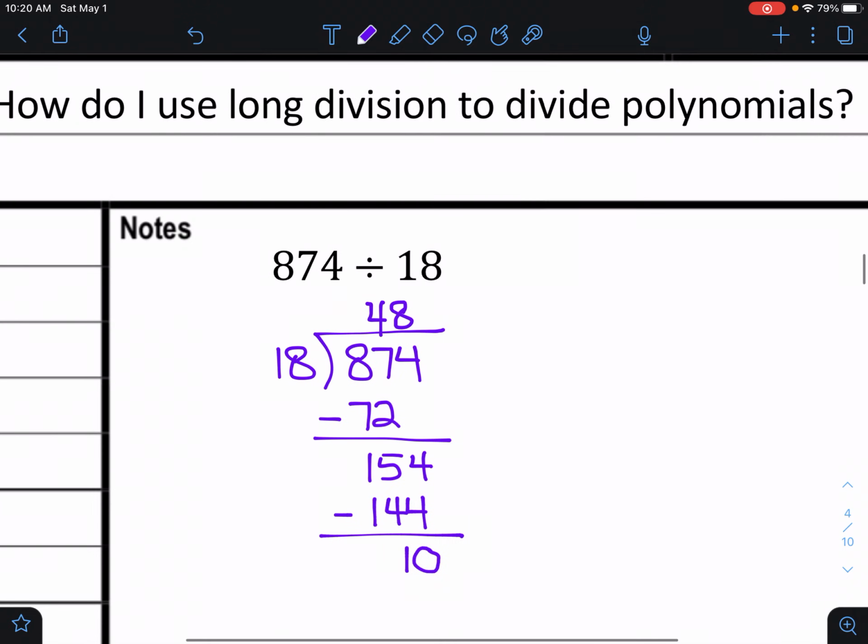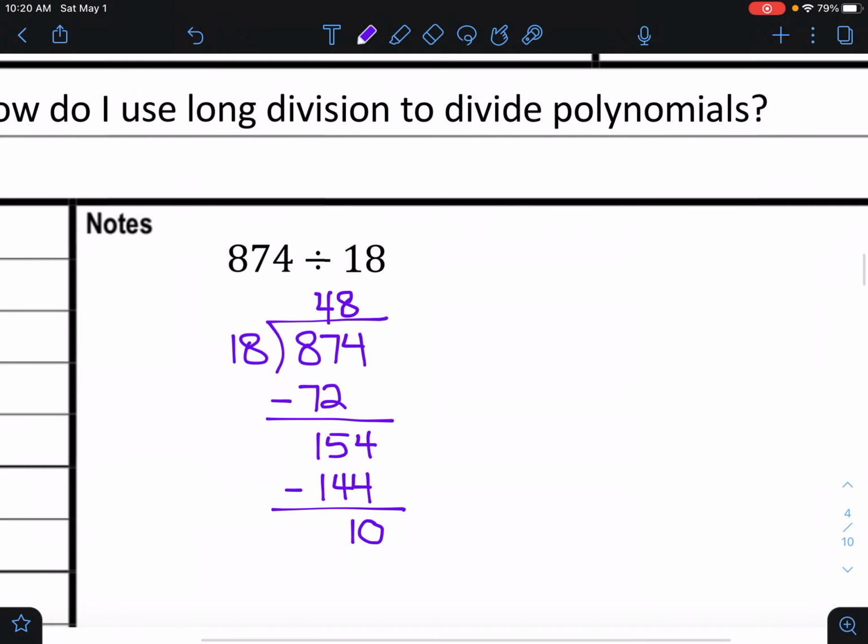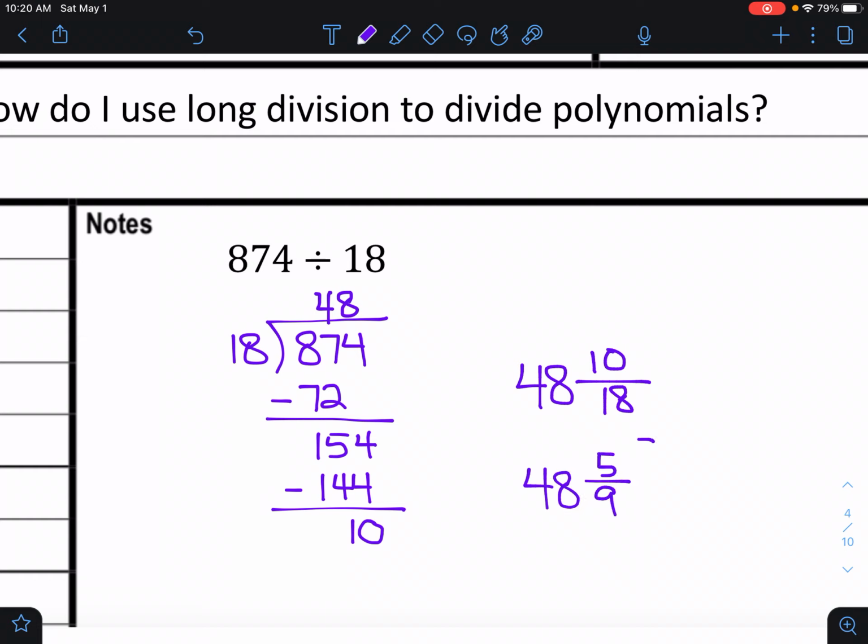Now again, this is called the dividend. This is your divisor. And your answer was called the quotient. So when we write our final answer, we have 48 whole pieces, 48 wholes. It's a mixed number. And then you take your remainder, which is 10, and that goes over your divisor, which is 18. And then I would reduce the 10 eighteenths, so I'd end up with 48 and 5 ninths. So this would be my answer, and that's how we long divide.